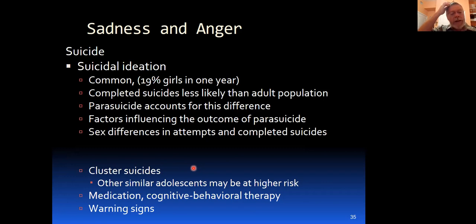When we see any warning signs, we need to take it seriously and intervene. A lot of people are afraid to do that. They're afraid that if they take that up with the person, somehow the person would be more likely to actually try to commit suicide. The evidence suggests exactly the opposite. If someone takes the time to talk with that person about it, often the suicide attempt can be averted.